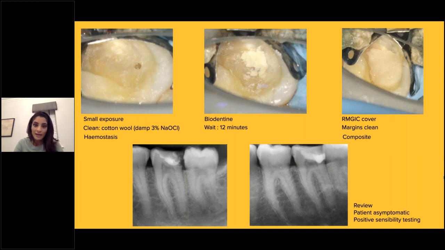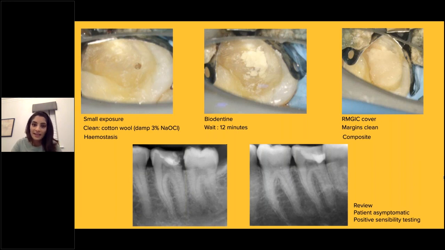So what I would do now is actually build up the walls of the cavity first. So I've got a sectional matrix band here, you can see. What I would do is actually put a composite on the external aspect of that, so that now I've got 4 walls that I'm working on.